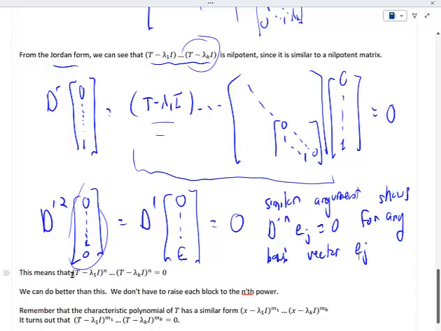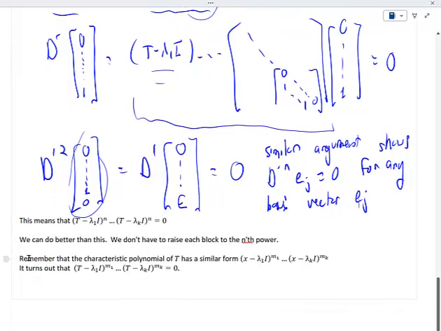So I know that this product here, (T minus lambda 1 I) to the n times (T minus lambda k I) to the n, is equal to 0, because the degree of nilpotency of this matrix is less than or equal to n. Now I'm using the fact that these factors commute, right? T commutes with T, so I can rearrange these factors however I want. Okay, so we can do better than this. We don't have to raise each block to the nth power.